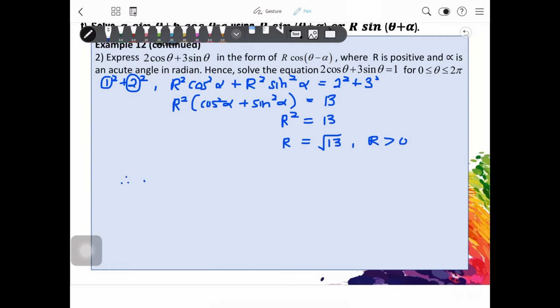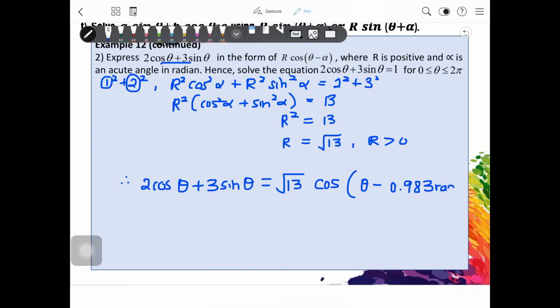Therefore, my R form will be 2 cos theta plus 3 sin theta from the question is equals to square root 13 cos theta minus 0.983 radian. So we shouldn't just stop here because the next part of the question says "hence". The word hence means that we have to use this result that we get to solve this, so it's equals to 1.